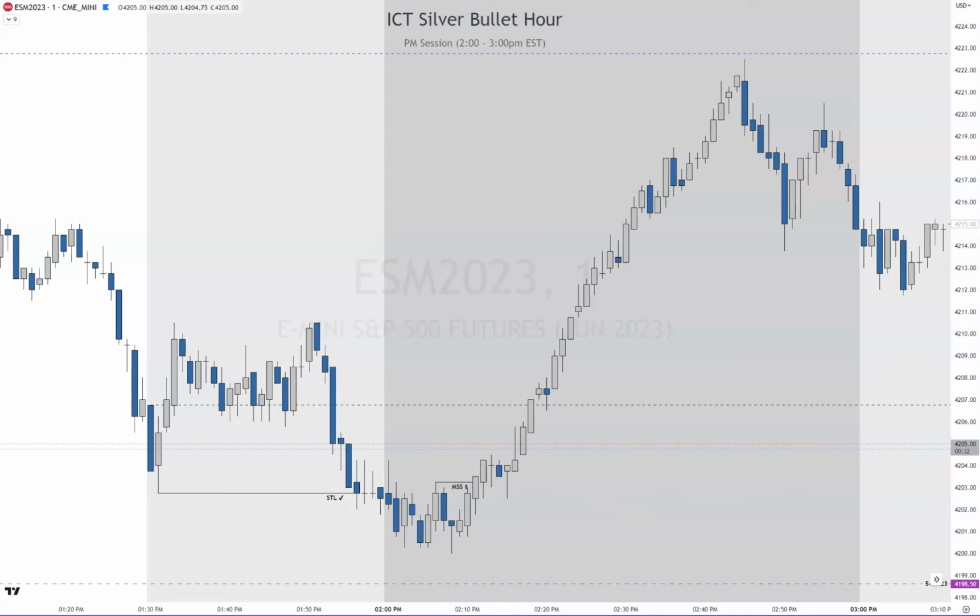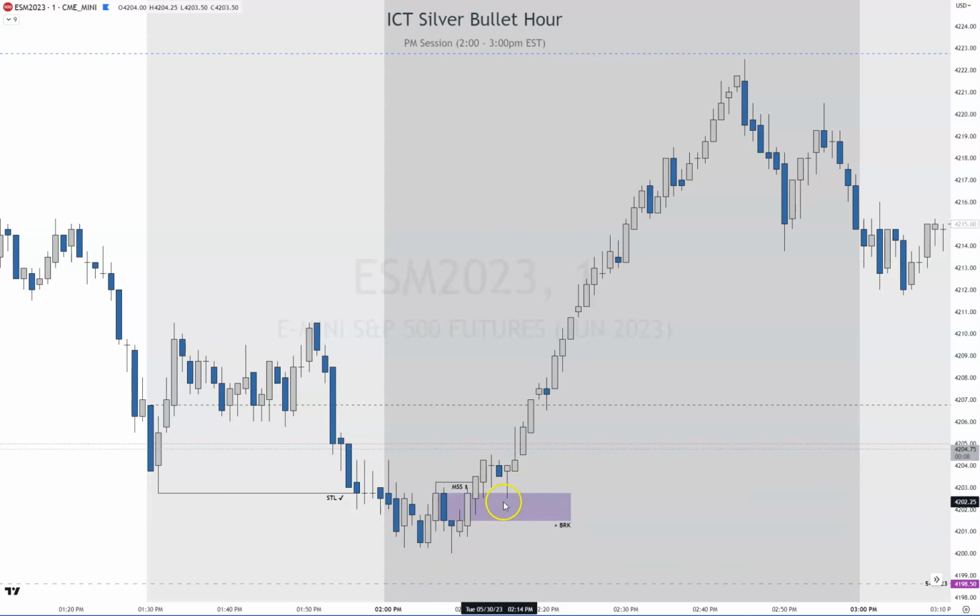Well, look closer. There's actually a breaker block right here. Why is this a breaker block? Well, you've got a low, high, lower low, takes out this short-term low right here, then trades through it. Once it trades through it, when it comes back down, that's a breaker block. Your entry is right there.